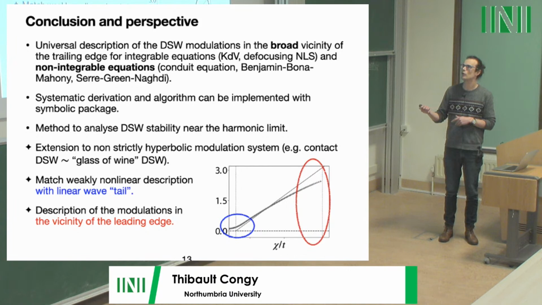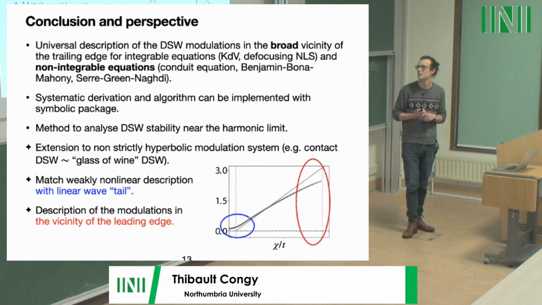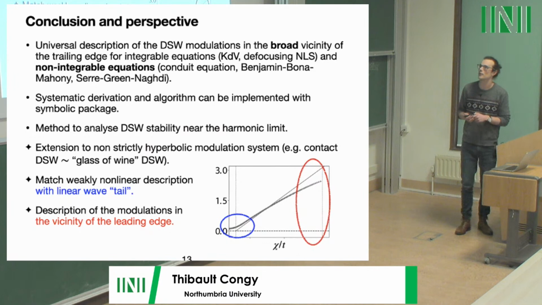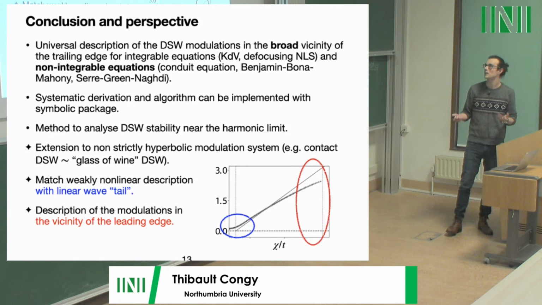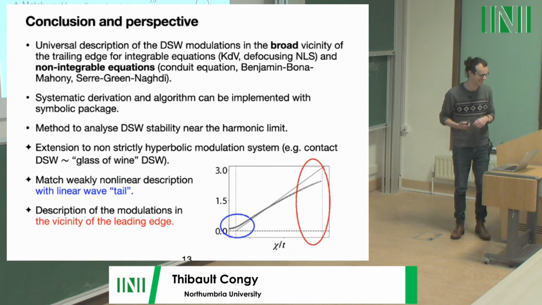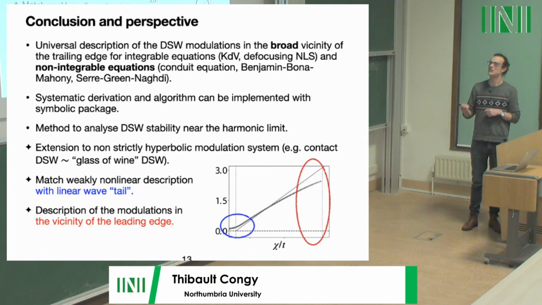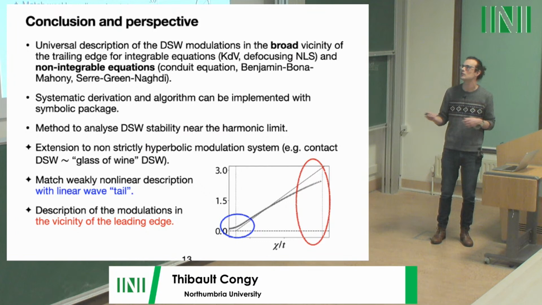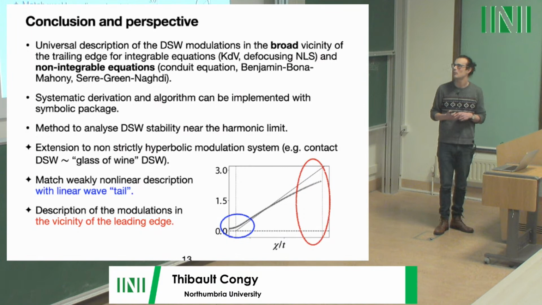You could also use the NLS and higher order NLS to study the modulational stability of the dispersive shock wave. I wanted to focus more here on the perspective. I focused here on the Martini glass dispersive shock wave. It would be nice to have an extension to a glass of wine dispersive shock wave. Bordeaux, yeah. Or, if you want the more technical term, a contact dispersive shock wave. This happens when your modulation system is no longer strictly hyperbolic.